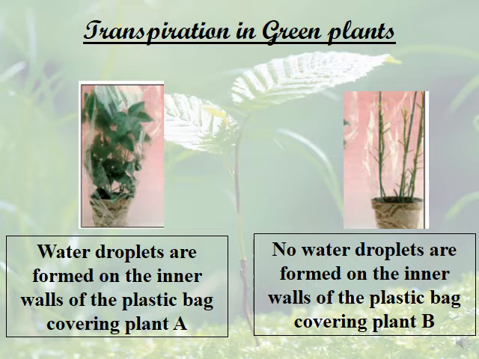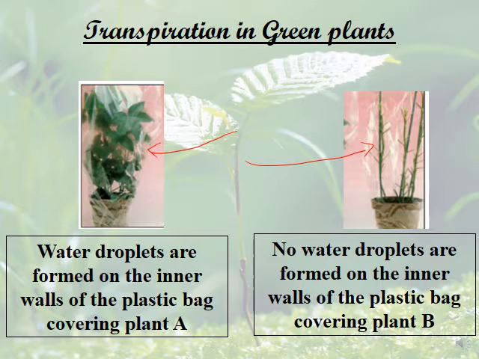We have two plants, plant A and plant B. They are both covered with a plastic bag, and plant A has leaves. However, plant B lacks the leaves. So in plant A, which has the leaves, we have water droplets. They are formed on the inner walls of the plastic bag. Here we have water droplets. However, no water droplets are formed on the inner walls of the plastic bag covering plant B.